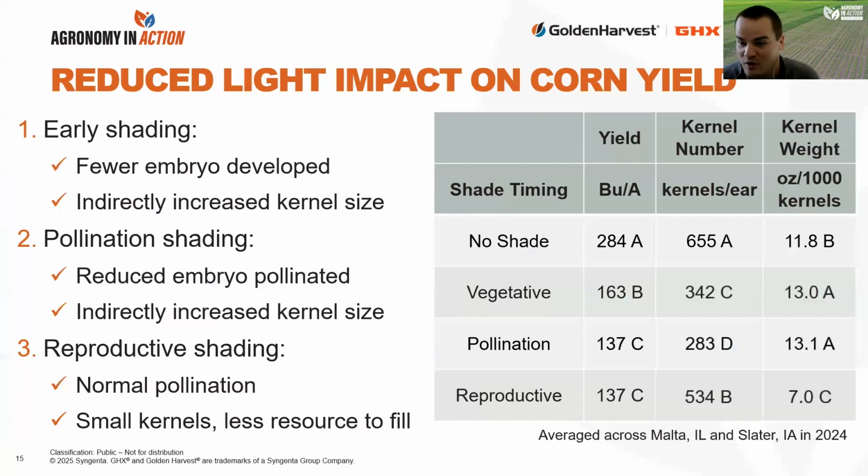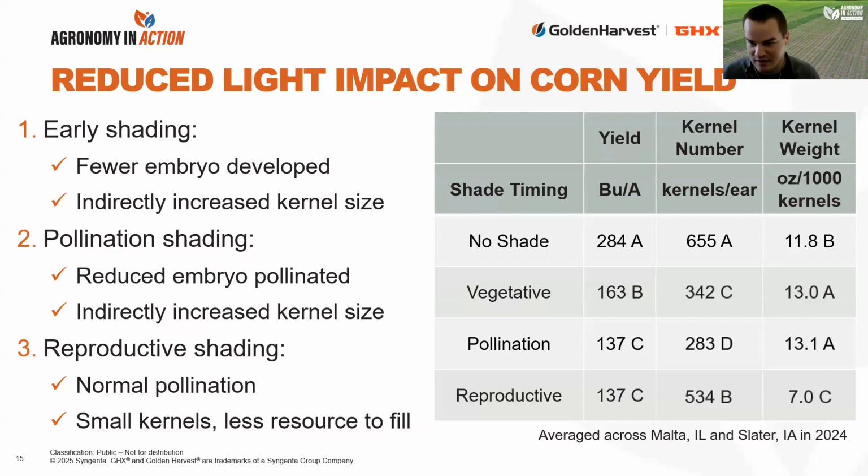We had three different shade timings. We had no shade, shade during the vegetative stages, shade during pollination, and shade during the reproductive stages. We put the shade tents out for a 3-week period during each of those timings. You can see with no shade, the average yield was about 284 bushels an acre. Shade during the vegetative stages significantly impacted yield, down to about 160. And shade during the pollination timing or the reproductive stages had an even more significant impact on yield. Now let's focus a little bit on the yield components there.